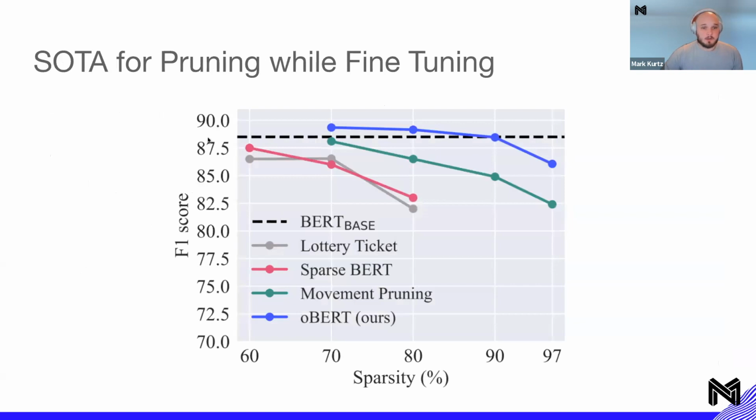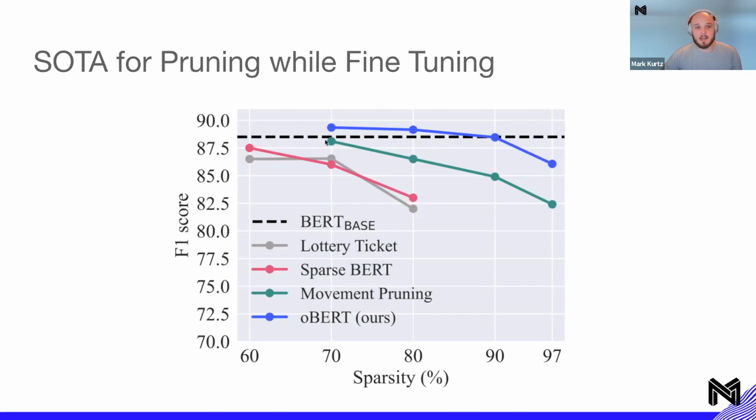And getting into the results, for the first, where we're looking at the Oberth method, we set a state-of-the-art for pruning while fine-tuning. So this is after we've transferred, so we take our dense upstream model that was trained with masked language modeling with BERT, and then we transfer it onto our task. For example, this one was SQuAD v1. We transferred on SQuAD, and then we pruned on the SQuAD data set. And you can see the significant difference that we get for sparsity.